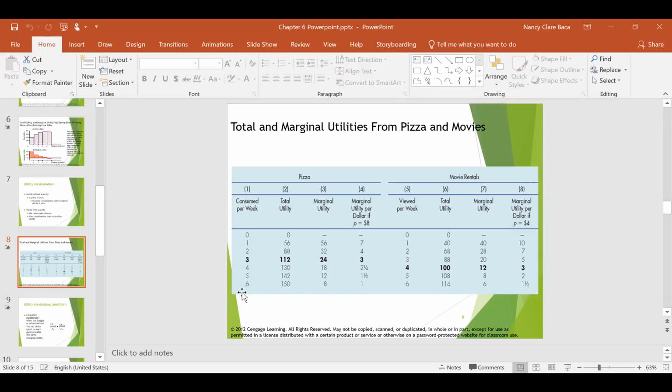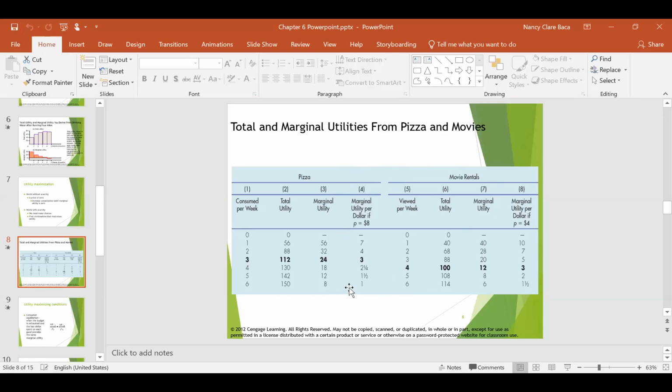We probably stopped at 6 because it might have gotten really, really small or even gone negative after 6, but you could have kept going if you needed to. That's not a magic number of any sort. And then over here, you have movie rentals, the same thing.